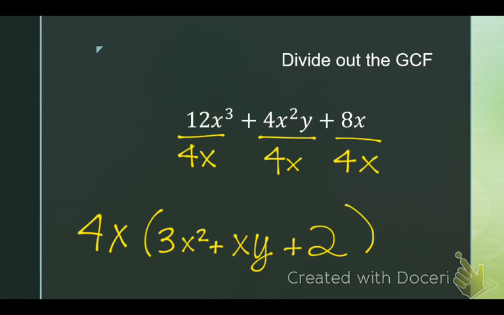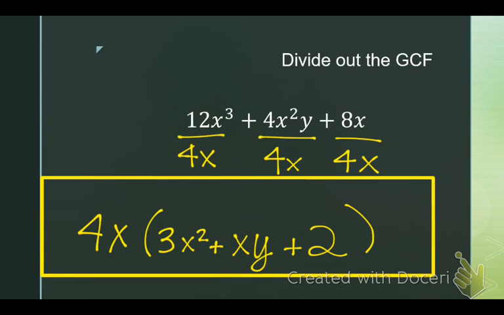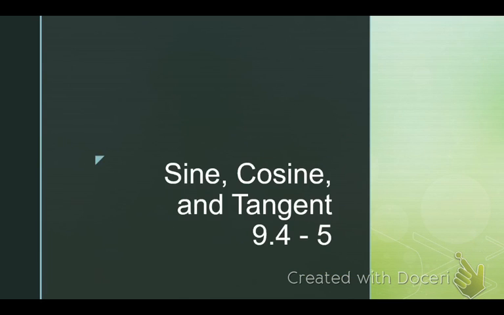So this would be your final answer. You can't divide anything else out, so this is it. When you divide out, you have to make sure you write it on the outside, because if you were to redistribute this, it is equivalent to what you started with. Okay? So that's what you do in that section. Go ahead and go to the front, where we talk about sine, cosine, and tangent.